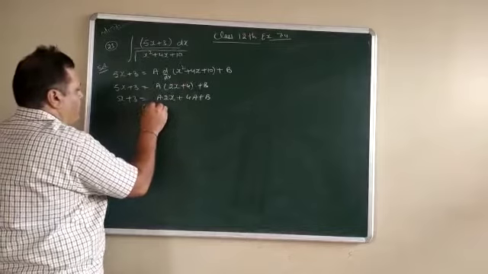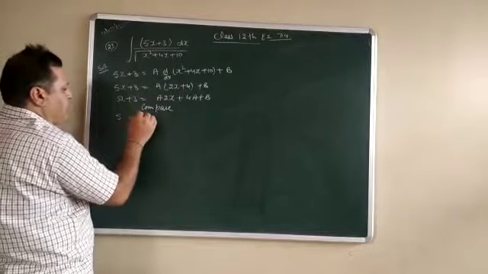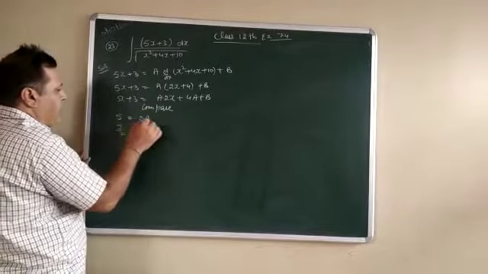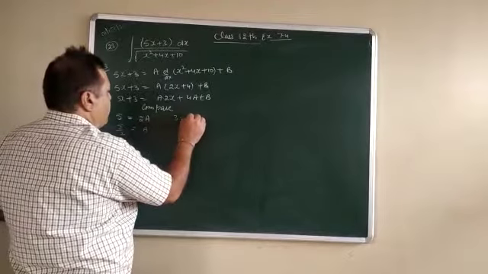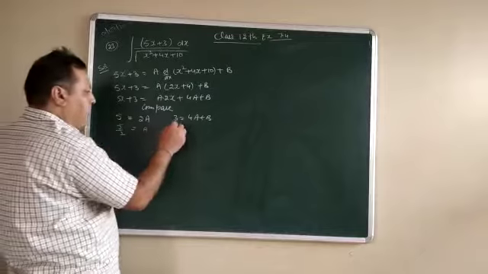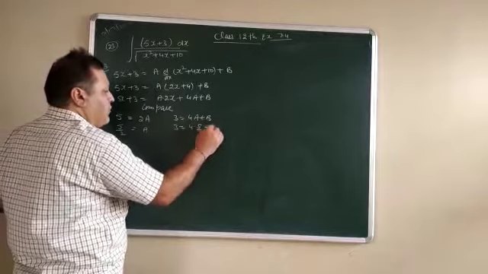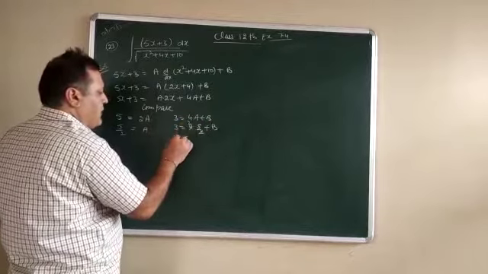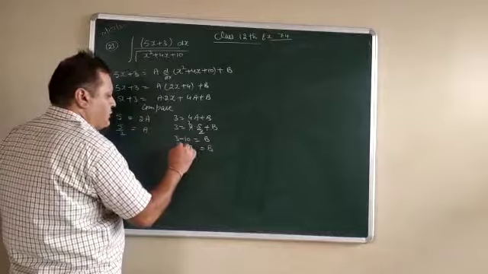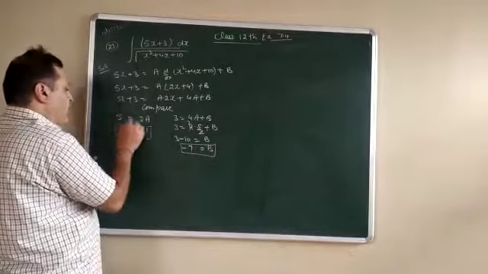When we compare, then 5 is equal to 2a, and a is equal to 5/2. 3 is equal to 4a plus b. Substitute the value of a here. It is 3 equals 4 into 5/2 plus b, so 3 minus 10 is equal to b. b is equal to minus 7. So you will get the values of a and b here.